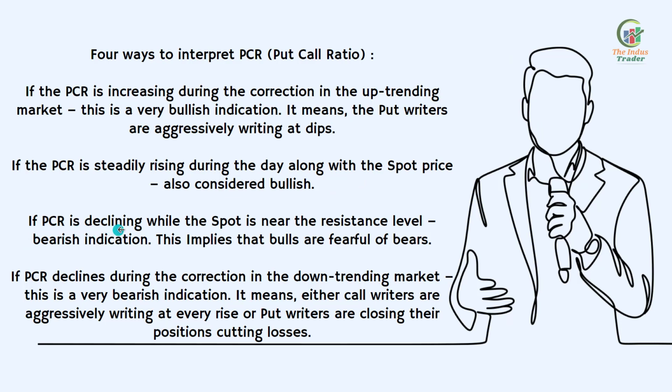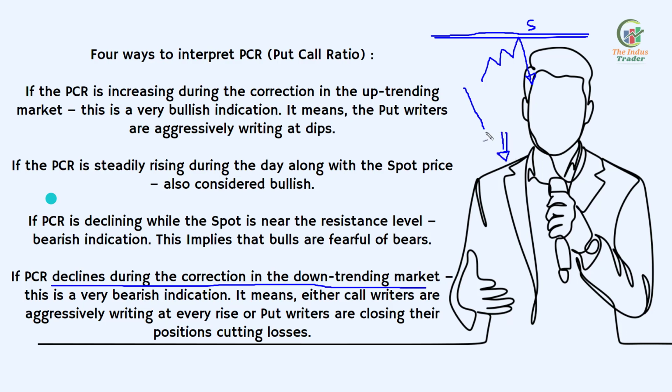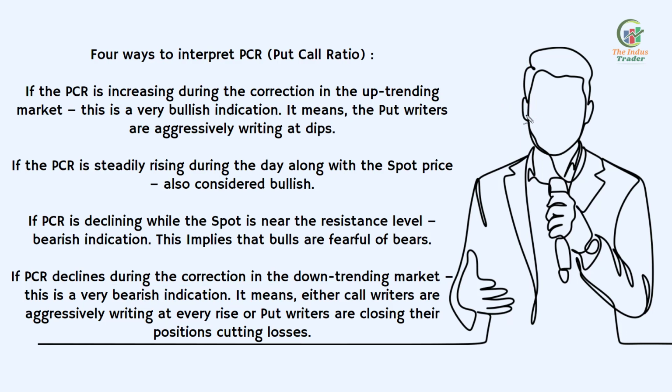And if PCR is declining while the spot price is near the resistance, so in this case the market is at resistance and PCR is decreasing, then it is going to reject from these levels, so you can go for a short here. If PCR declines during the correction of a downtrend market, it is very bearish. Let's say the market is correcting like this and PCR is also decreasing, so in that case you can take this as bearish confirmation and you can ride the trend.